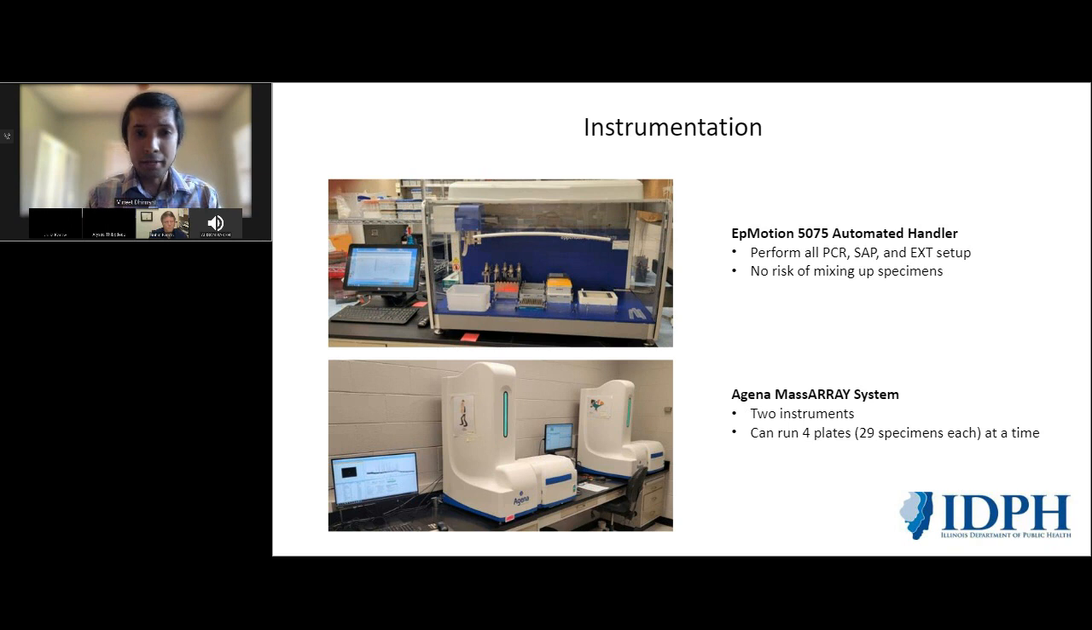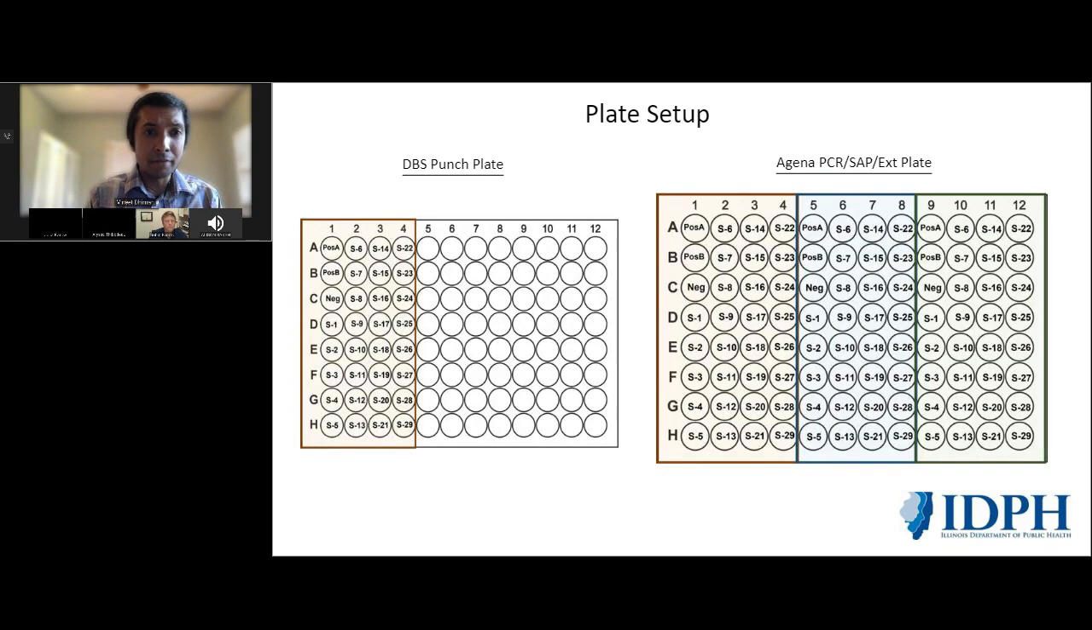And so what do I mean by that? This is an example on the left of the DBS punch plate that we do when we punch for cystic fibrosis. We have 2 positive controls, positive control A and B, and these positive controls typically are about 25 or so of the positive mutations across the panel that we are ensuring are amplifying properly. We also have a negative control. And then we punch 29 different specimens on the plate.